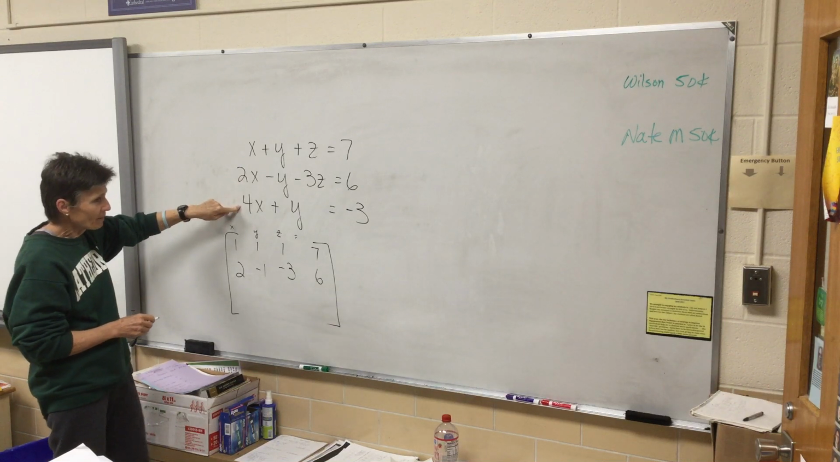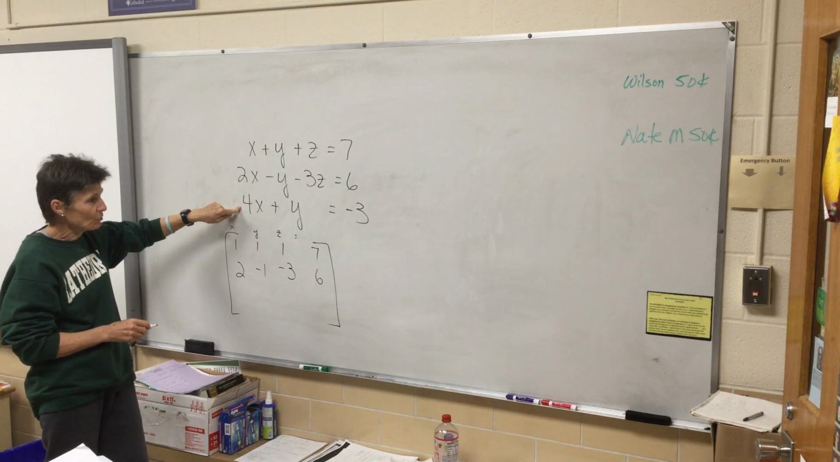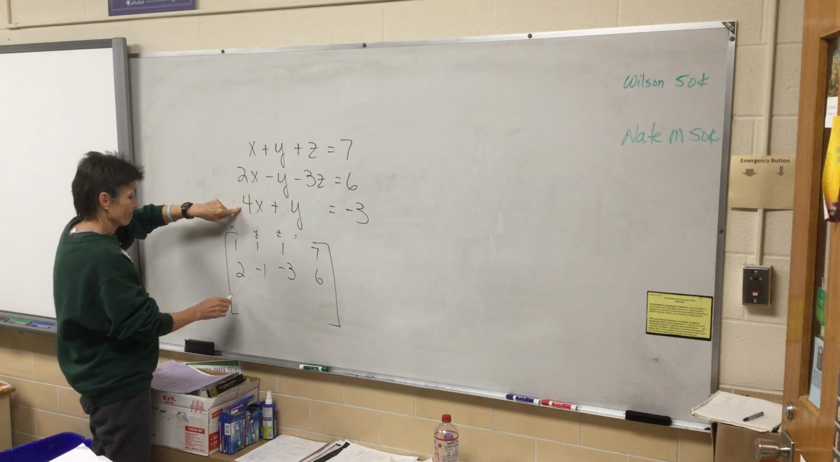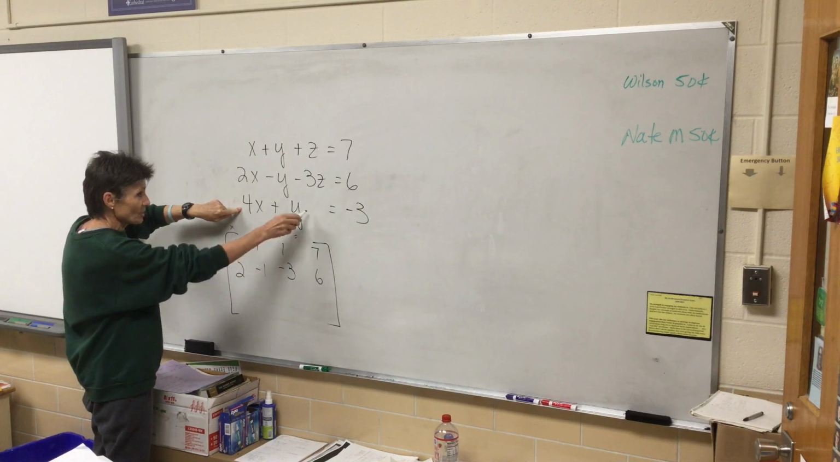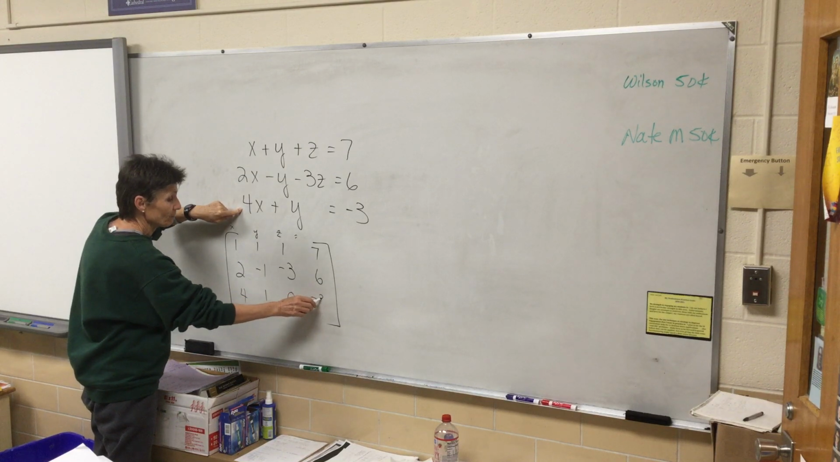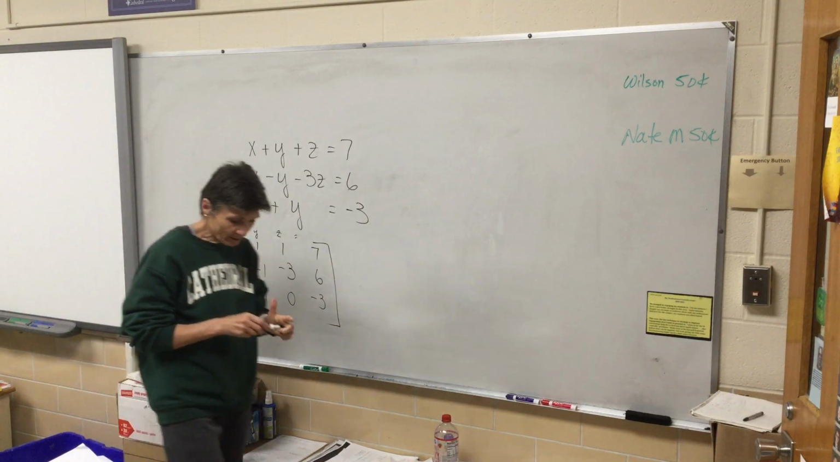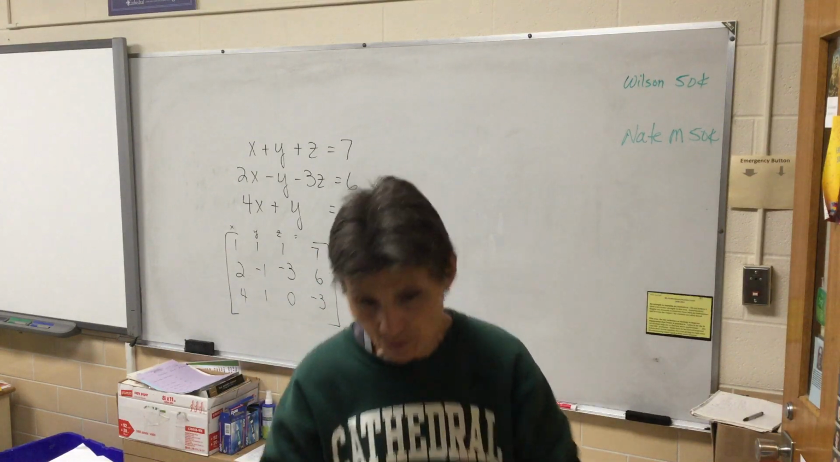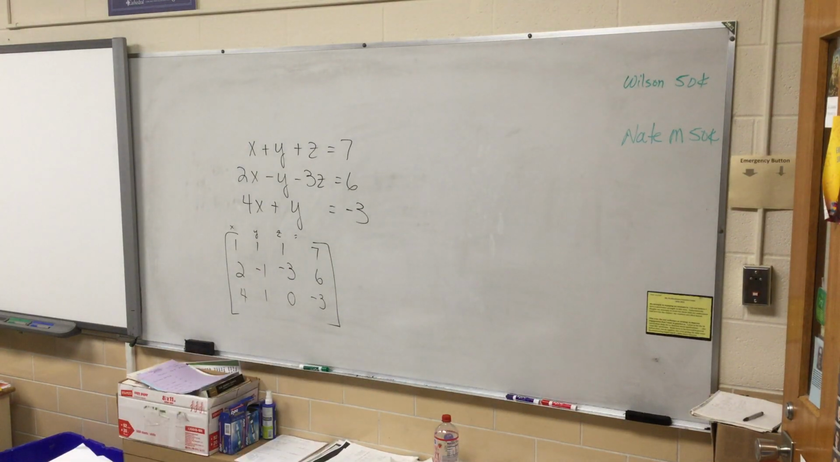And then what about this bottom row? It looks a little bit different. What am I going to do with it? You're going to add a 0. Yeah, and the 0 has to go in the z spot. So 4, 1, 0, negative 3. Obviously, if you put the 0 someplace else, you're not going to get the right answer.